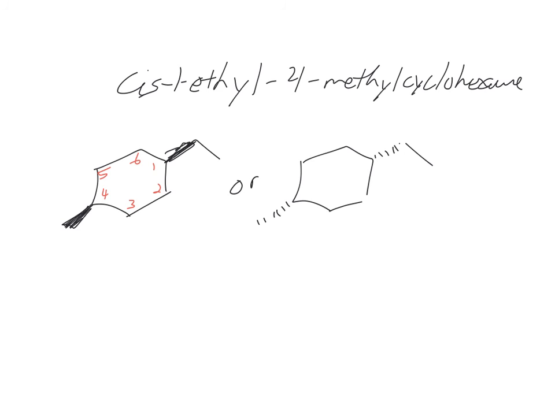So let's turn them into a chair structure. At least draw one of the chair conformations, because there's always 2 chair conformations. You can always do a flip. There's always 2. So let's do 1. I like to make this carbon 1, so I'm going to make it 1-ethyl. That means if this is carbon 1, 2, 3, 4, 5, 6, drop a little better.